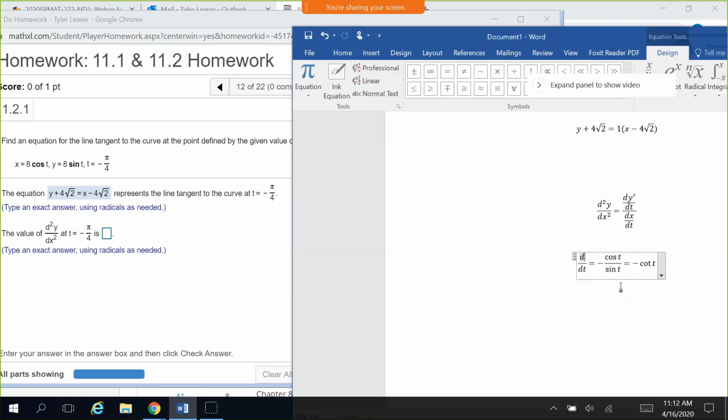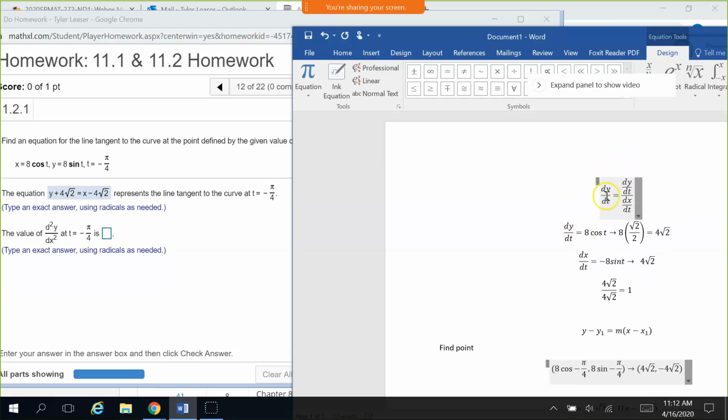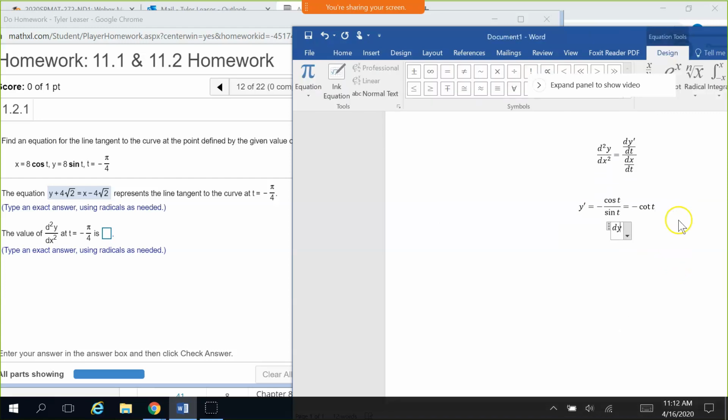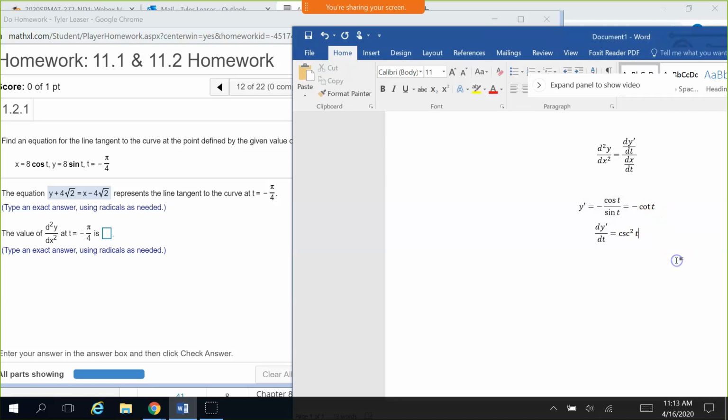But that was, sorry, I'm messing up my notation here. That was just the derivative y prime, right? Y prime is the same thing as dy dx. So dy dx was that ratio that we got, the 8 cosine divided by the negative 8 sine. Now we have to take the derivative of that. So dy prime dt. Derivative of negative cotangent, I think, is positive cosecant squared. I'm pretty sure that's right. So the negatives would cancel, and then cotangent goes to the cosecant squared.